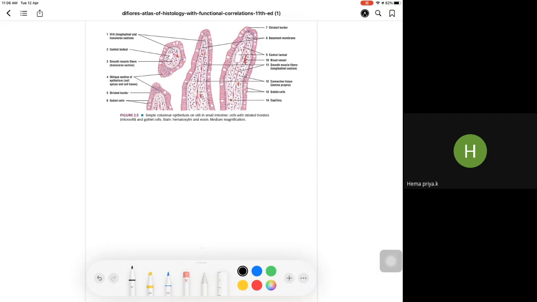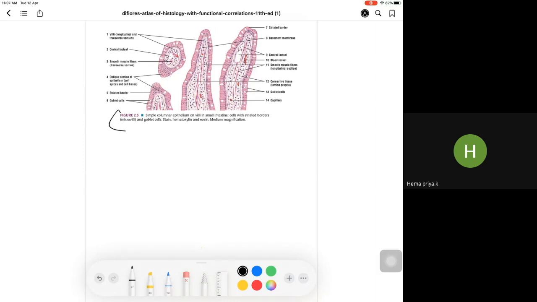Fadima, Emma. Sir. So this figure shows simple columnar epithelium on villi in small intestine, cells with striated borders, microvilli and goblet cells. It is stained with hematoxylin and eosin, medium magnification, sir. On top, first we are seeing villi, sir, which are in longitudinal and transverse section. Both sections we are seeing. Inside that we have the central lacteal space, sir. And then the smooth muscle layer, which is in transverse section. Then oblique sections of epithelium, cell apexes and cell bases are shown. And then striated borders, then goblet cells are visible, sir.